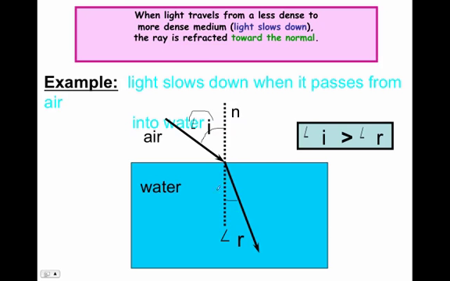And what do you notice about these two angles when it goes from a less dense medium to a more dense medium? Well, this little box tells us what will happen. The angle of incidence will be bigger than the angle of refraction. In other words, it will bend towards the normal line. The angle of refraction is smaller because if they were the same density, the light would go straight. But it doesn't go straight. It bends towards the normal line.